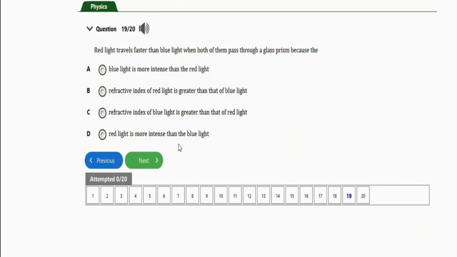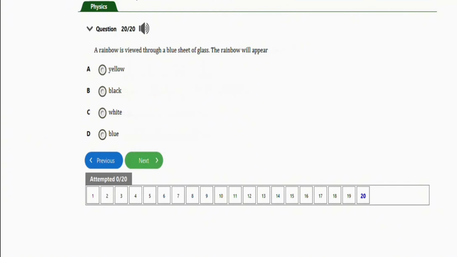The last repeated question will be this one. It says a rainbow is viewed through a blue sheet glass. The rainbow will appear, since it's a blue sheet, will appear blue, option D. Alright, so these are repeated questions under dispersion of light and colors for your JAMB Physics. We practiced with 20 repeated questions in this video.